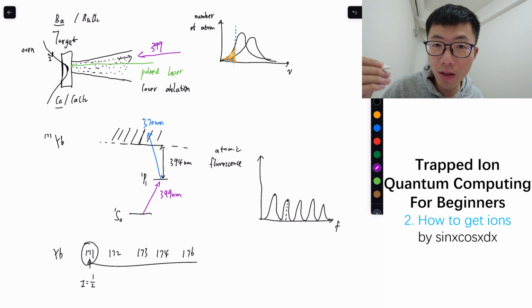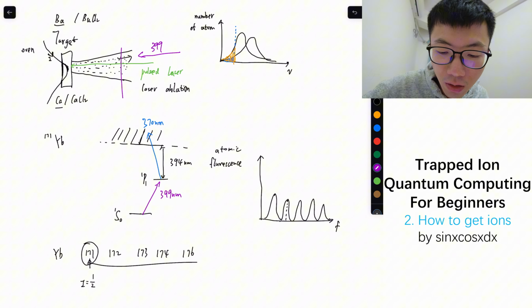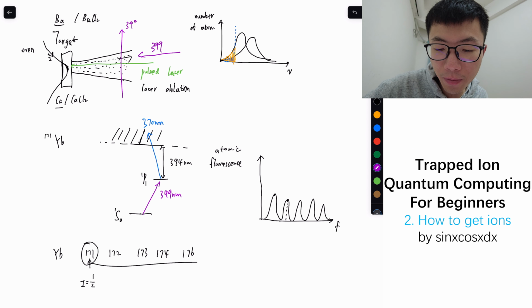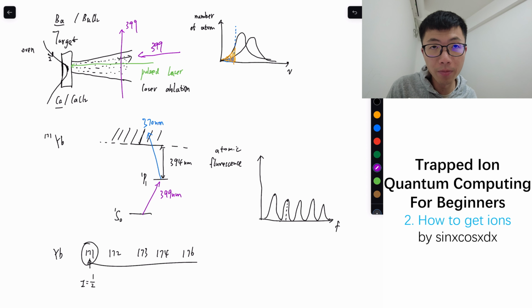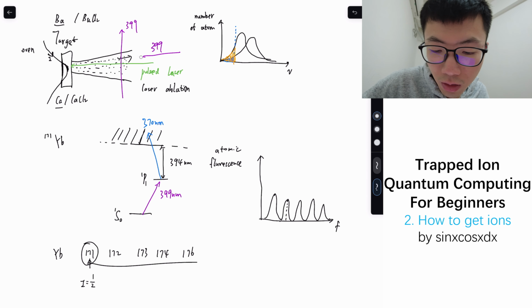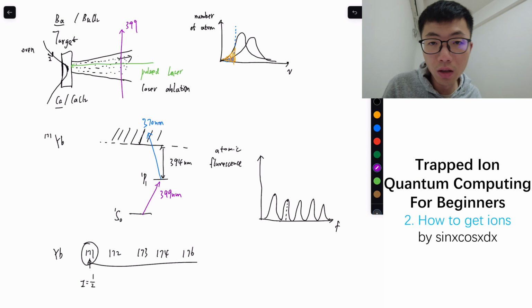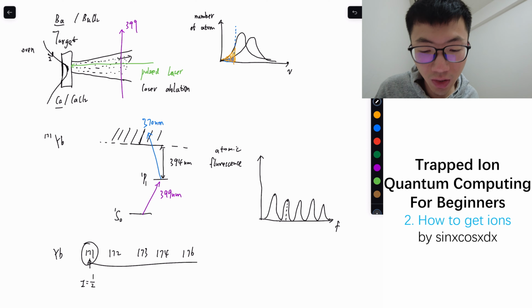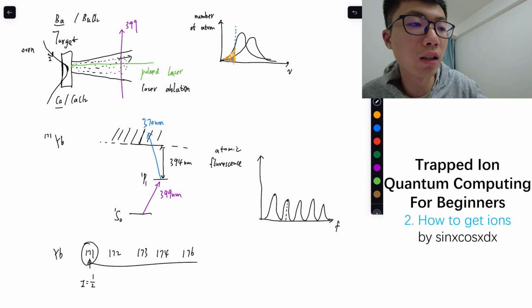So the better way is that the 399 laser goes in this way. Not parallel, but with a 90 degree angle, so that the first order Doppler effect could be eliminated. And this is a better choice. Okay, this is the content of this video.